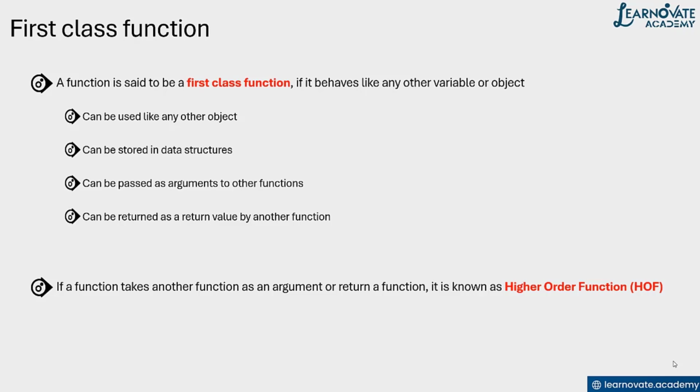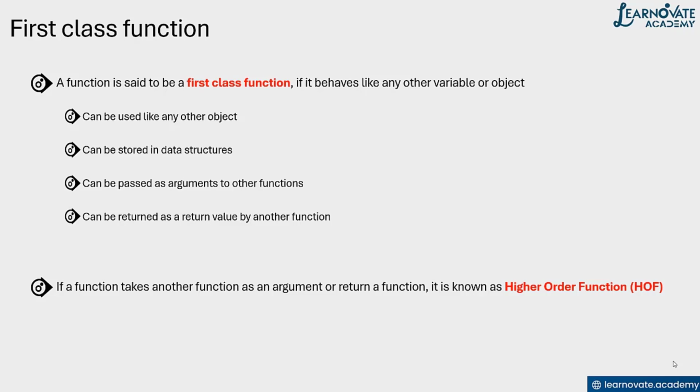In Python, all functions are first-class functions. They can be used like any other object. They can be assigned to a variable. They can be stored as items in a data structure. They can be passed as arguments to other functions. And also, a function can be returned by another function as a return value.